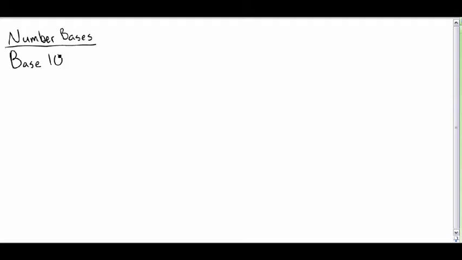First, base 10 is what we're used to. It's called the decimal number base system. It has 10 digits, 0 through 9. So you have numbers you're used to, like 1,549. You have the ones place, the tens place, the hundreds place, the thousands place. So you have 1 thousand, 5 hundreds, 4 tens, 9 ones: 1,549.